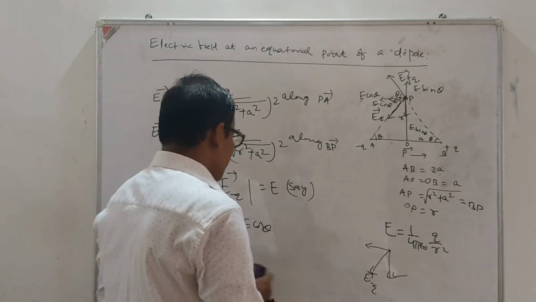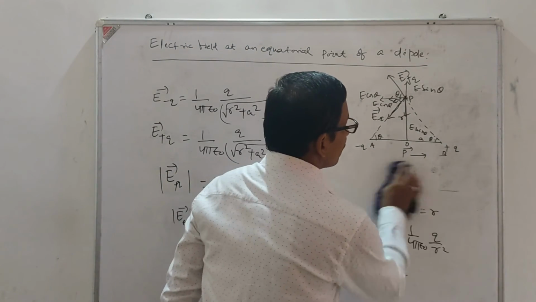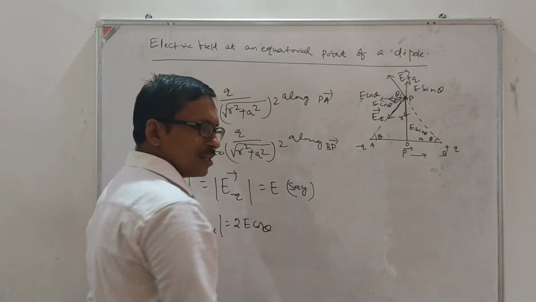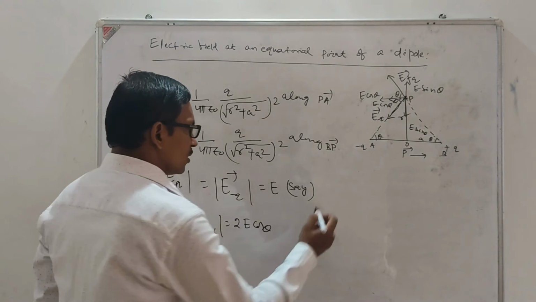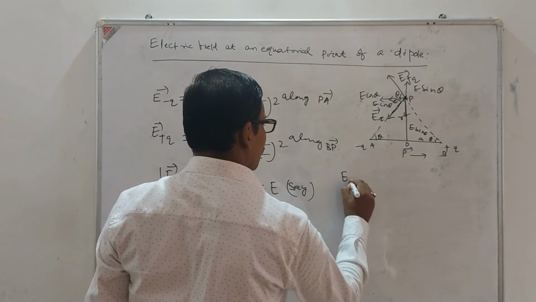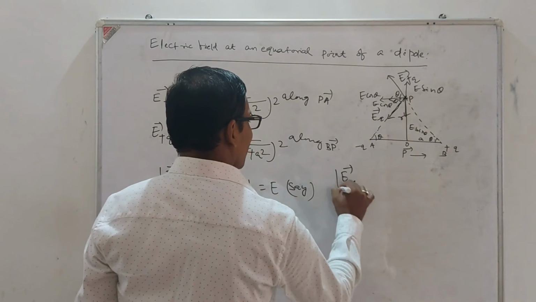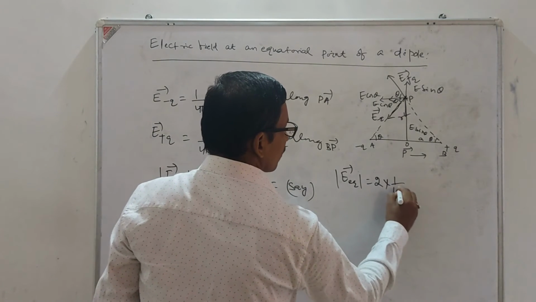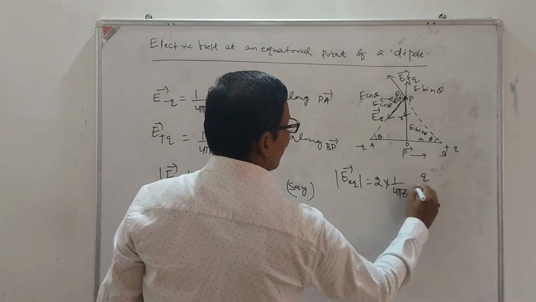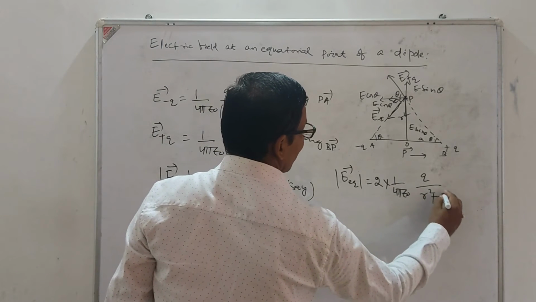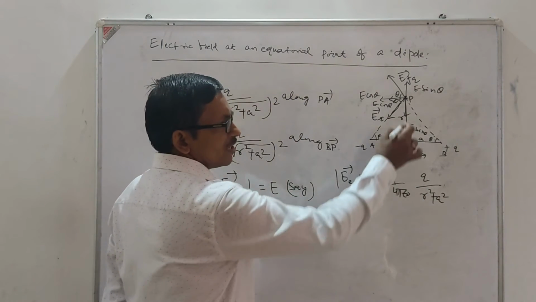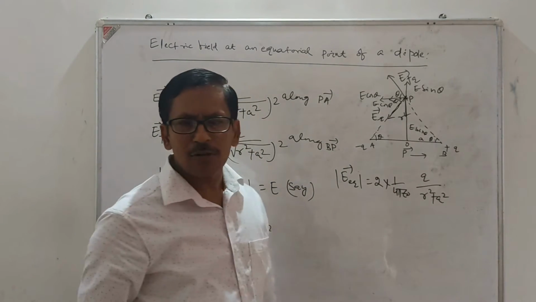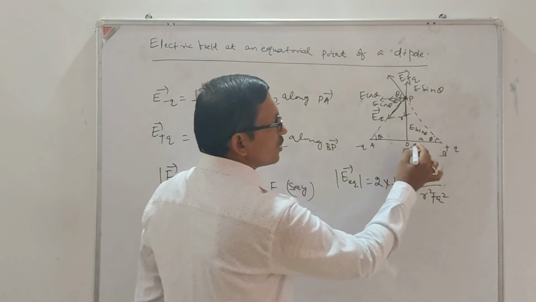So now let me write the value of the resultant field. The value of the resultant field is E equatorial equal to 2 into E, where E is 1 by 4 pi epsilon naught Q by R square plus A square. And what about cos theta? Any triangle can be taken. You can take OPP or OAP to get the value of cos theta.